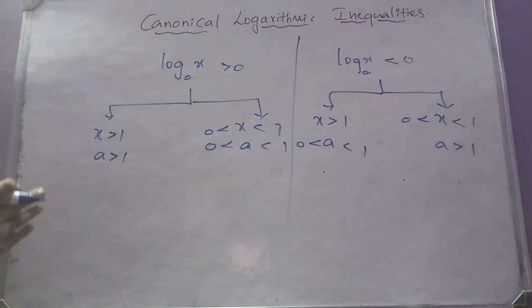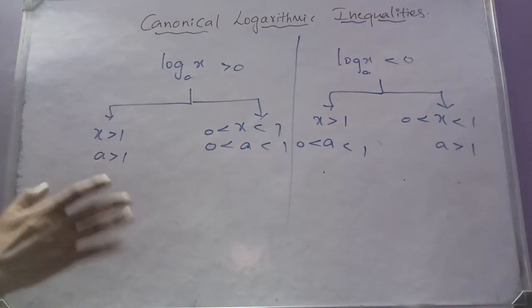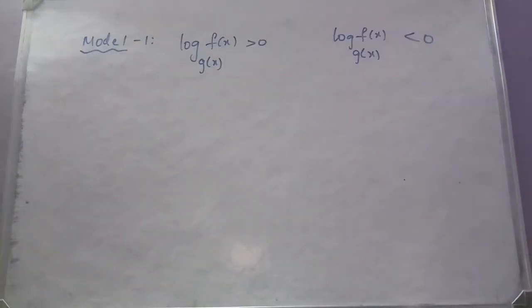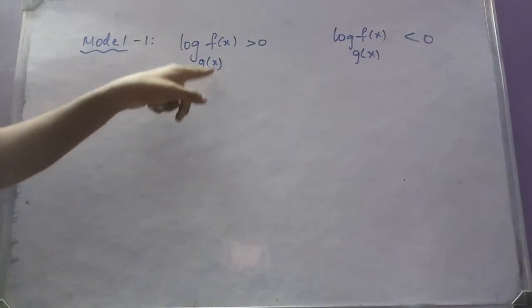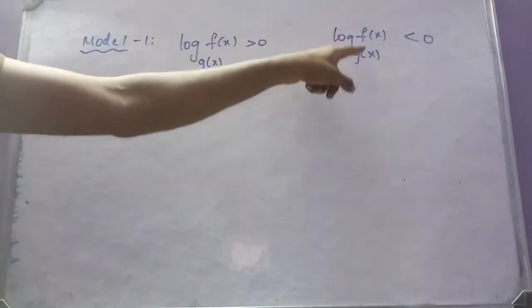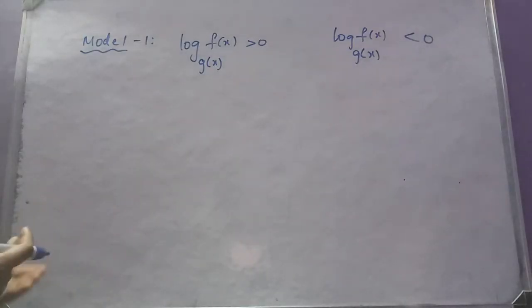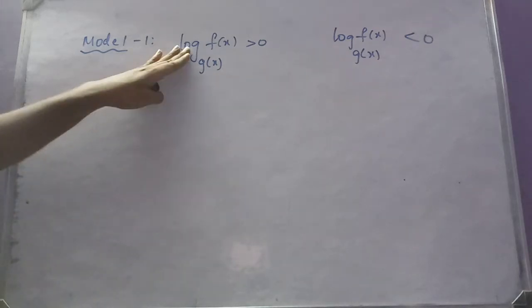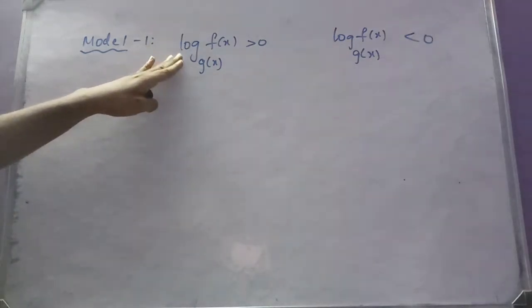The same thing is applied for one more inequality form. So let us see that. There are two important forms while solving logarithmic inequalities. Among them, let us understand the first form along with an example: how to solve log f of x base g of x greater than 0, or log f of x base g of x less than 0. Just now I have explained the canonical logarithmic inequalities. This is the same concept used to get the solution set of these inequalities.